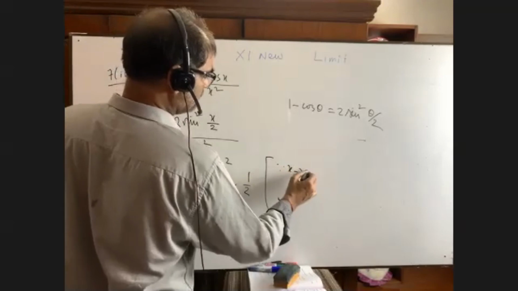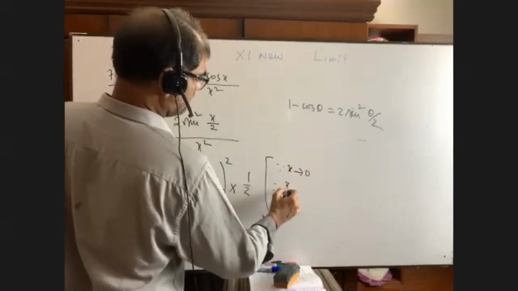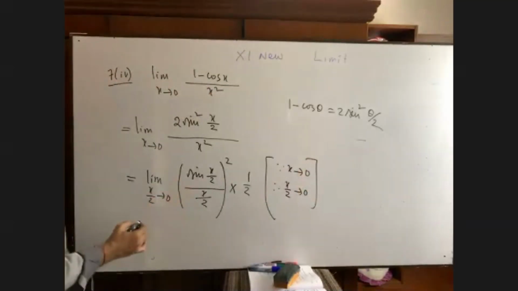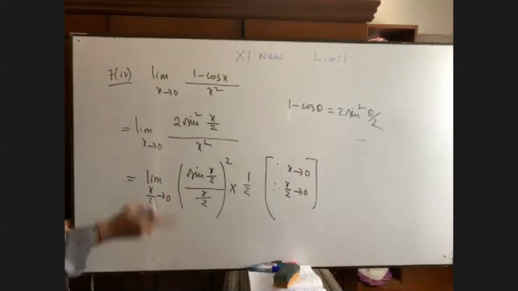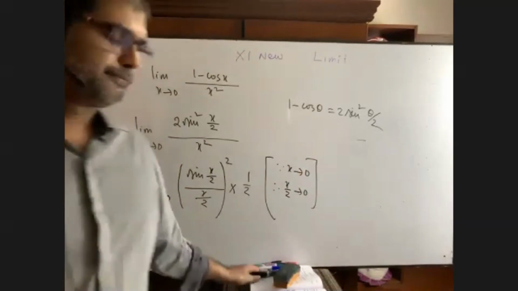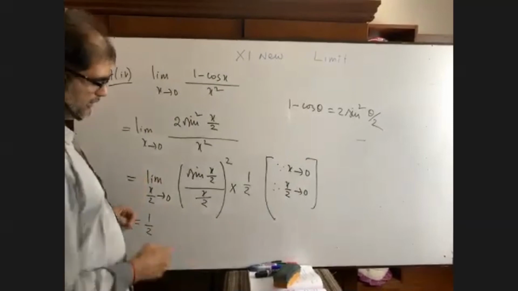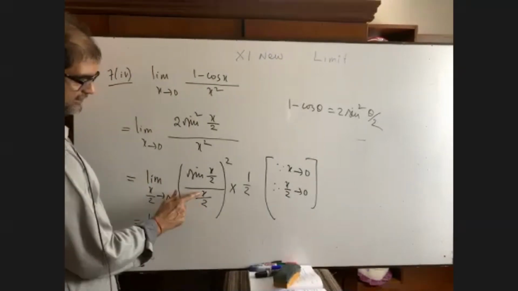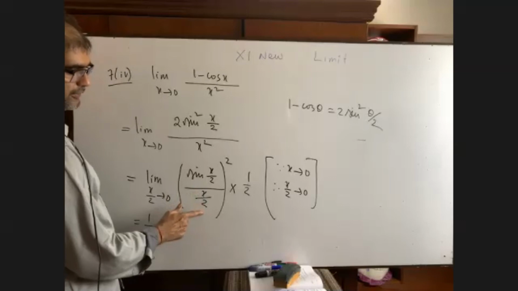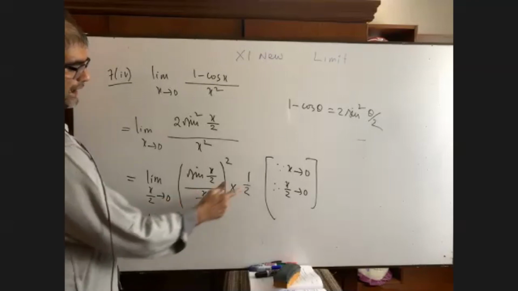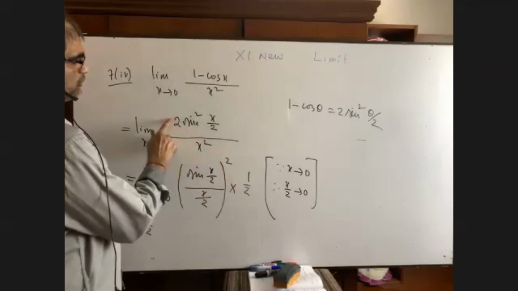Since x tends to 0, therefore x by 2 tends to 0. This is the side note. Now can I write down that our answer is half? If you fail to understand, please let me know. I am telling you again. Another way: suppose it is 1 by 4. Now, if this 4 is taken to the numerator, then half into 4, that is 2 into 4, that is 2.